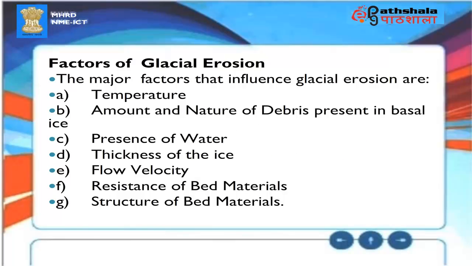Factors of glacial erosion. The major factors that influence glacial erosion are temperature, amount and nature of debris present in basal ice, presence of water, thickness of the ice, flow velocity, resistance of bed materials, structure of bed materials.